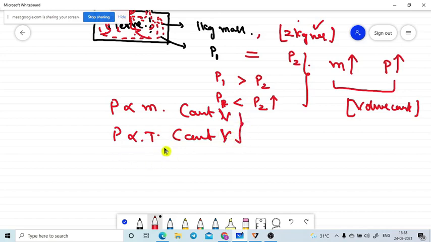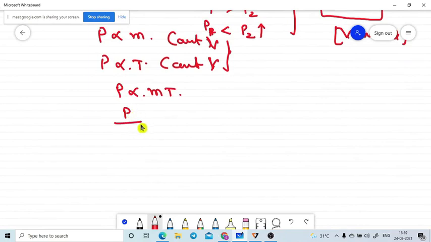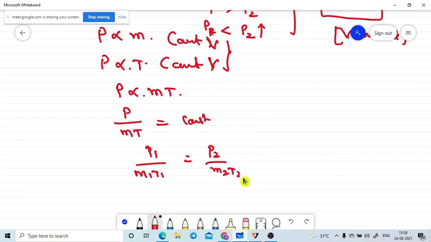Yes, that is equal to P is directly proportional to MT. So this means P divided by M into T must be some constant. That means P1 divided by M1 T1 is equal to P2 divided by M2 T2. Okay? Are you getting that?